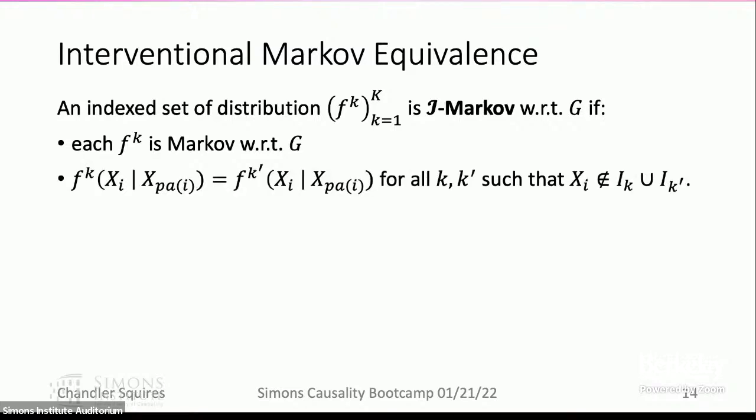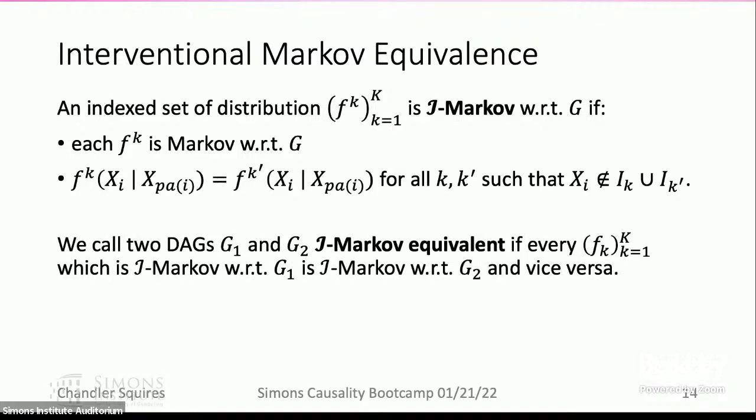And then furthermore, we're going to impose this constraint that's basically just saying what we mean by the system staying the same between different interventions. So if we have some variable xi that isn't in either of the interventions, the kth intervention or the k prime intervention, then the mechanism that generates it, so the conditional distribution of that variable given its parents, has to remain the same.